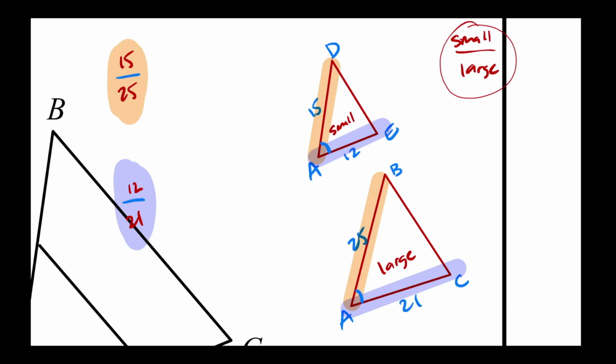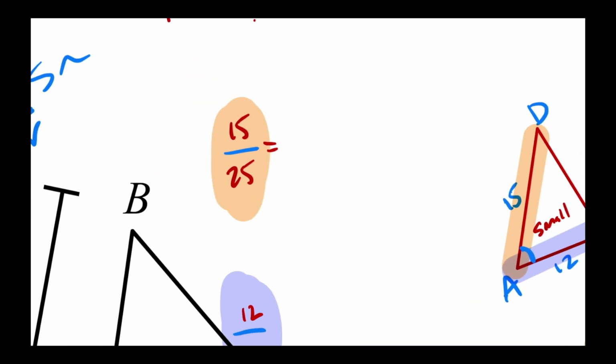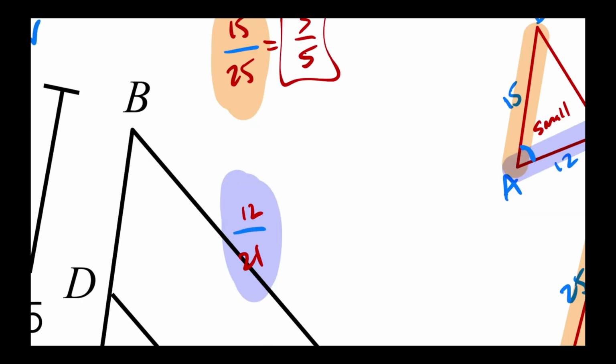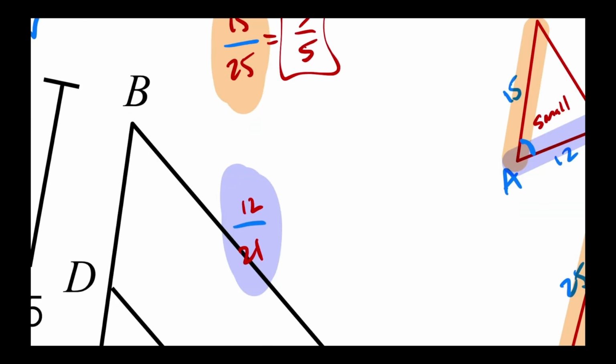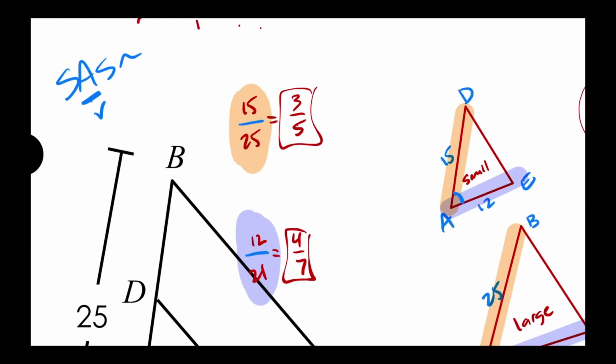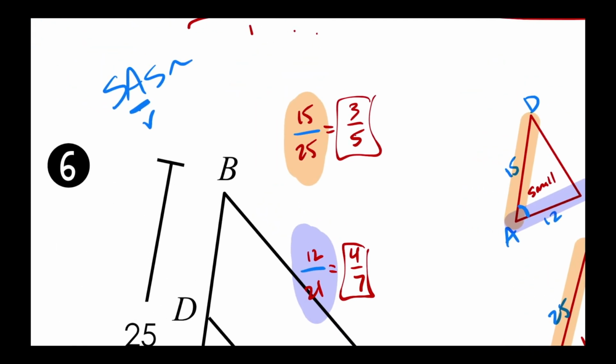If we simplify 15 over 25, I can divide by 5 and I get 3/5. Over here, if I divide by 3, I get 4/7. So we have the angle equal, but are the sides proportional? Are these proportional? And the answer is no.